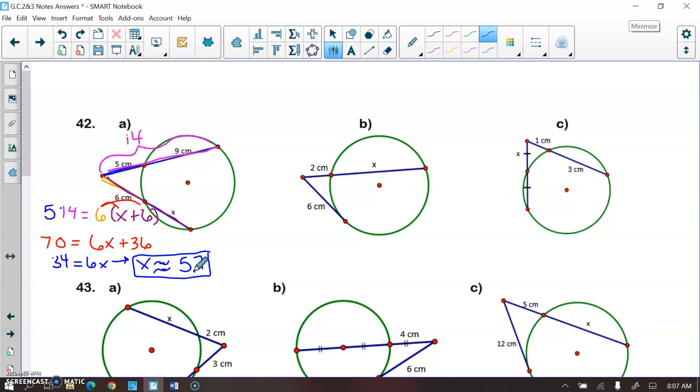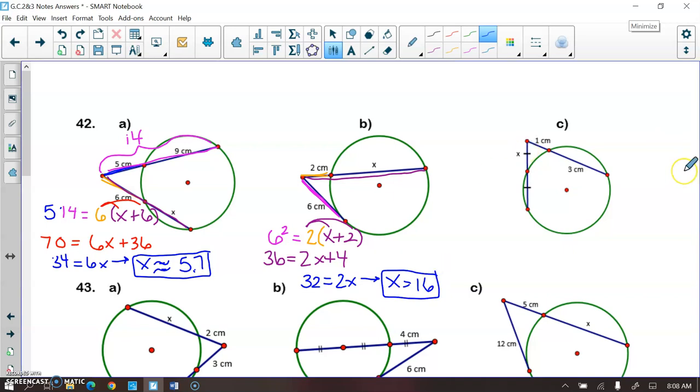Okay, next one. I have a tangent and a secant intersecting. So what I do is I take my tangent squared, so 6 squared, and that will equal the outer portion of my secant times my whole secant, which is x plus 2. So I have 36 is equal to 2x plus 4. Subtracting both sides by 4, I get 32 is equal to 2x. And then dividing both sides by 2, I get x is 16.